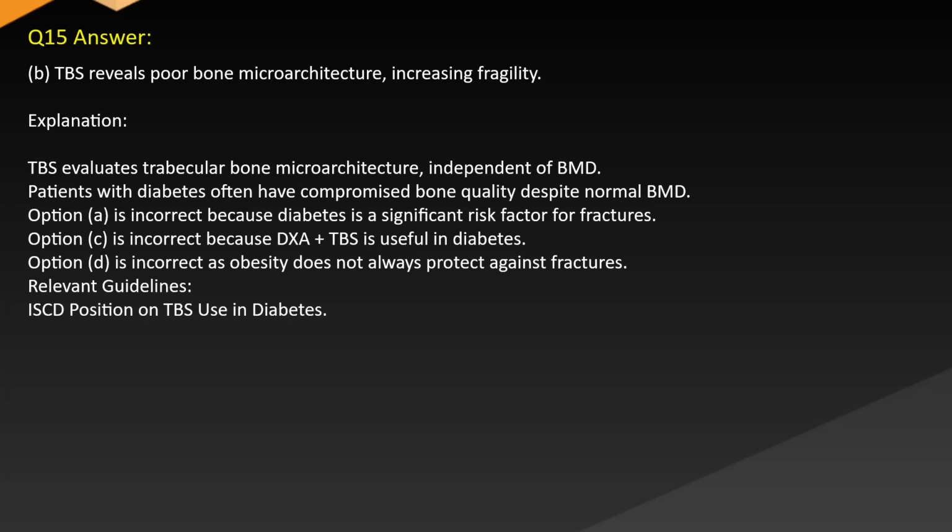Patients with diabetes often have compromised bone quality despite normal BMD. Option A is incorrect because diabetes is a significant risk factor for fractures. Option C is incorrect because DXA plus TBS is useful in diabetes. Option D is incorrect as obesity does not always protect against fractures. Relevant guidelines: ISCD position on TBS in diabetes.